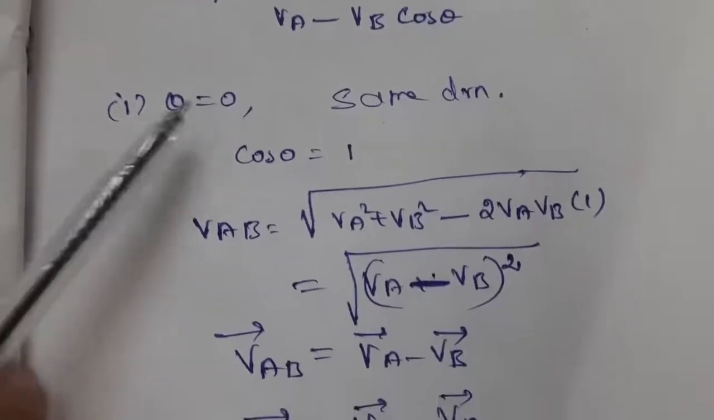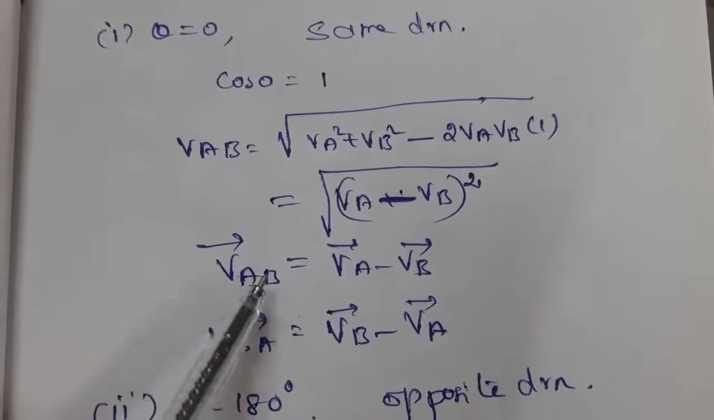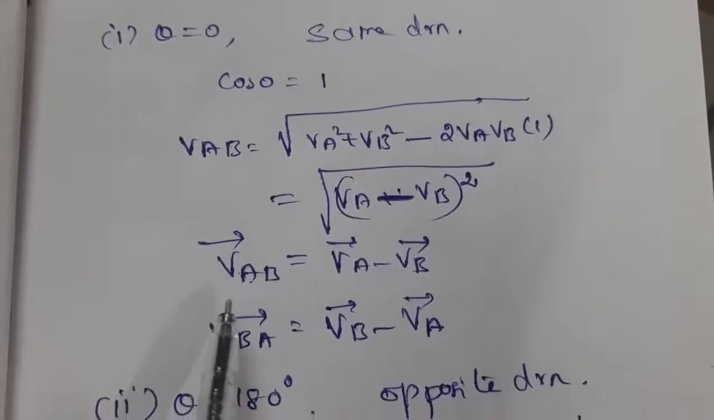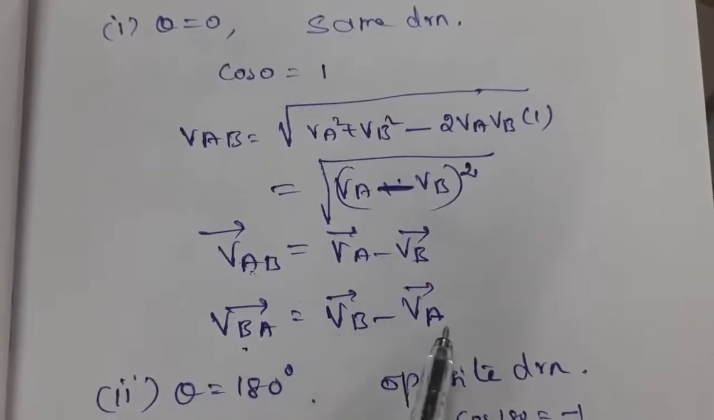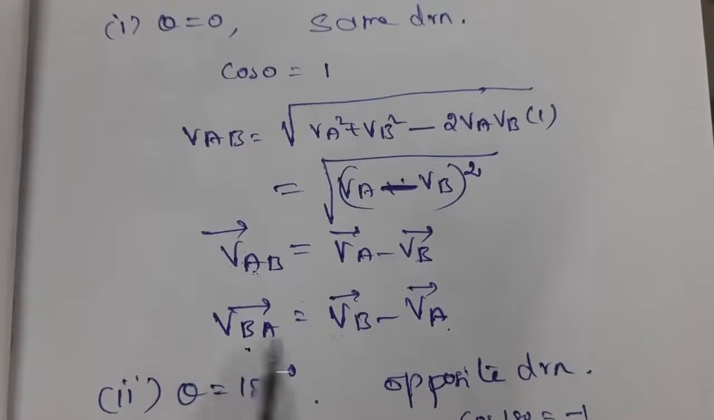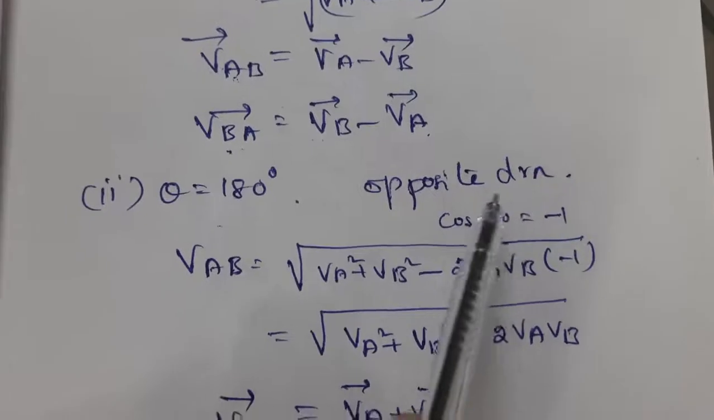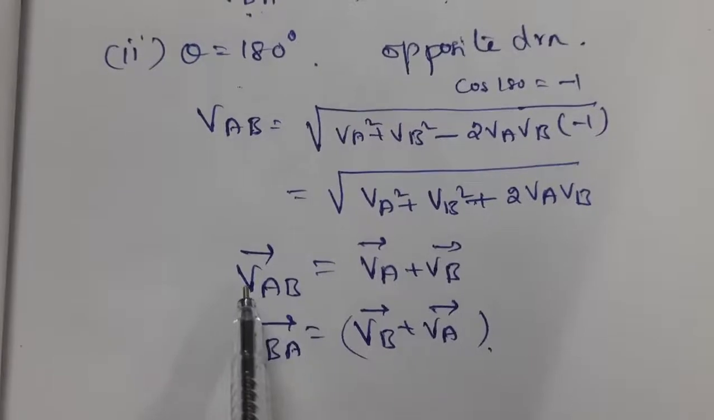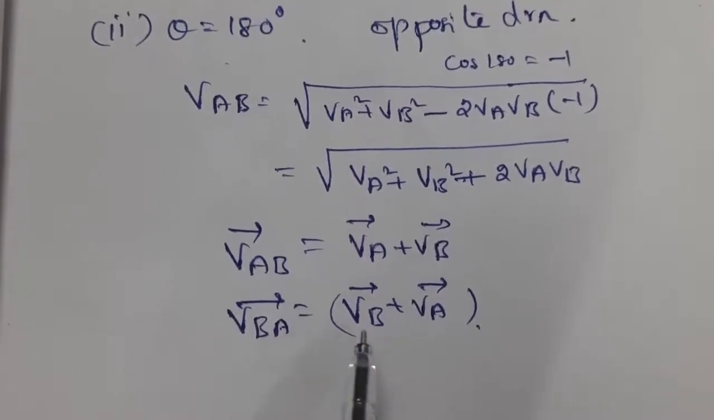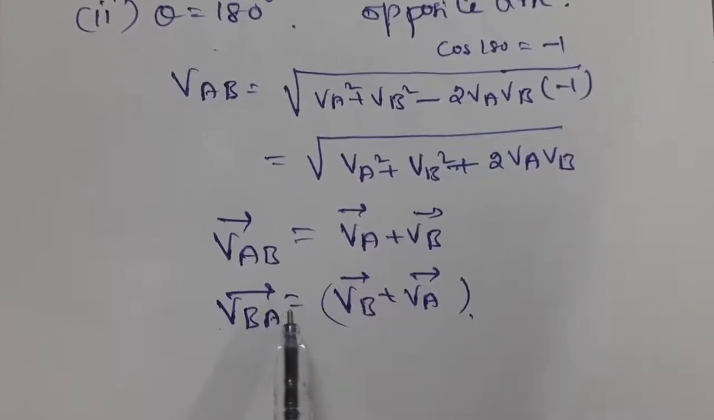So when theta equal to 0 degree, VAB equal to VA minus VB. Here VAB is in the direction of VA. VBA is VB minus VA. That is, the VBA is in the direction of VB. When theta equal to 180 degree, that is opposite direction, VAB is VA plus VB. That is, VAB is in the direction of VA, and VBA is VB plus VA. That is, VBA is in the direction of VB.